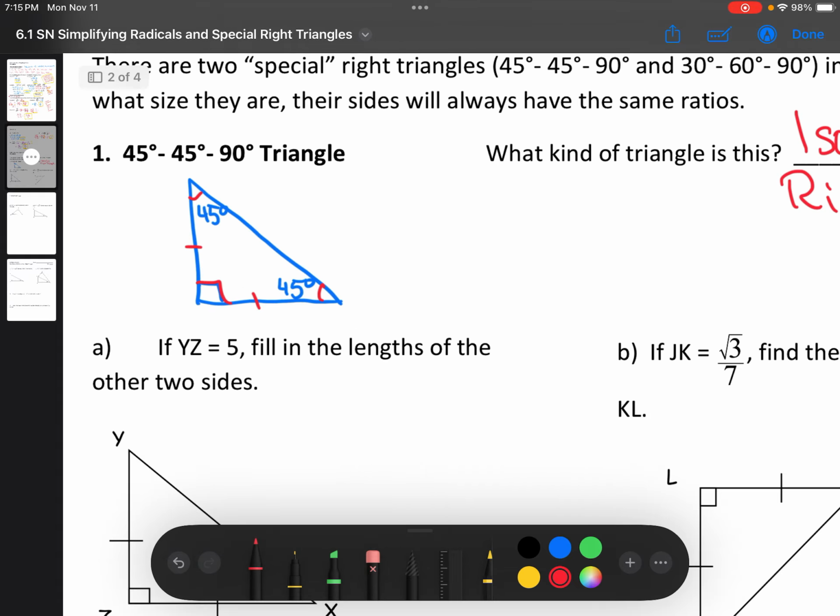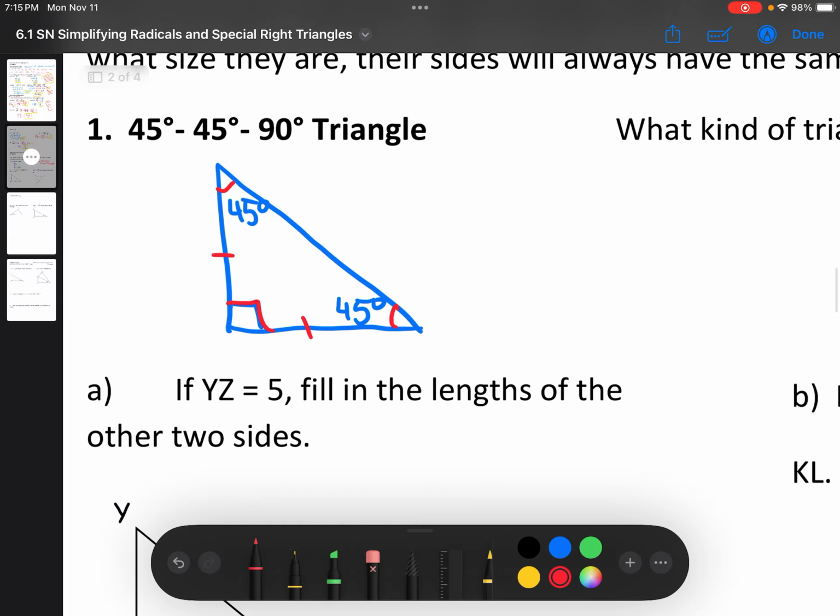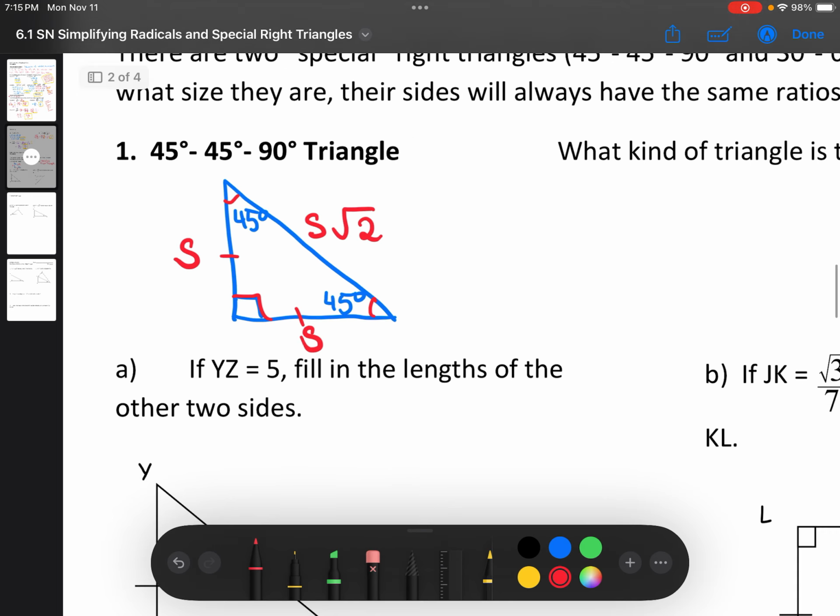Now, the key here are the ratios of the sides. The ratios here are side, side, then the hypotenuse is side times square root 2. That's always the ratio of the sides of a 45, 45, 90 right triangle. Whatever the legs are, the hypotenuse is multiplied by square root 2.